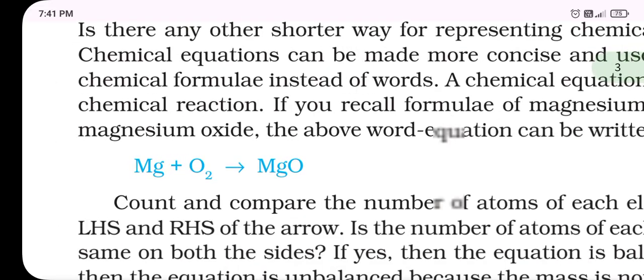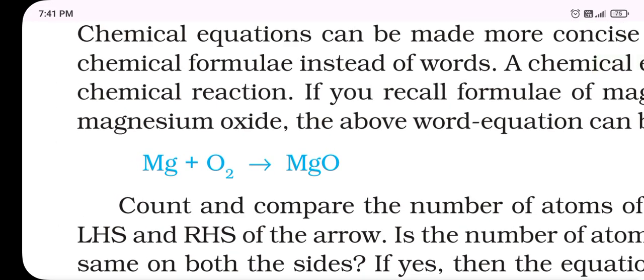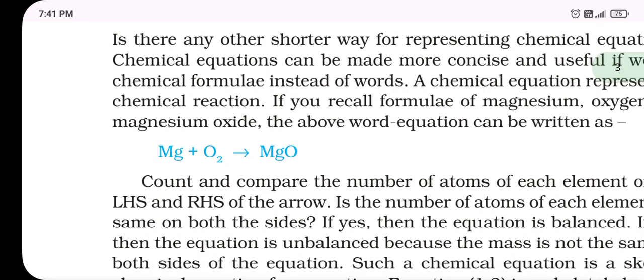So we have to balance this equation: Mg plus O2 forms MgO. We have to write 2 MgO on the right side. The total balanced equation is 2 Mg plus O2 forms 2 MgO. On the left side 2 Mg and on the right side 2 Mg, then on the left side 2 oxygen and on the right side 2 oxygen. That's it, I balanced the equation.